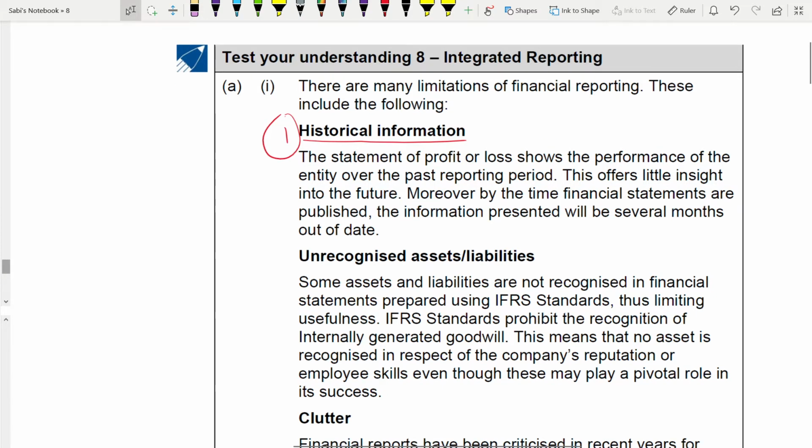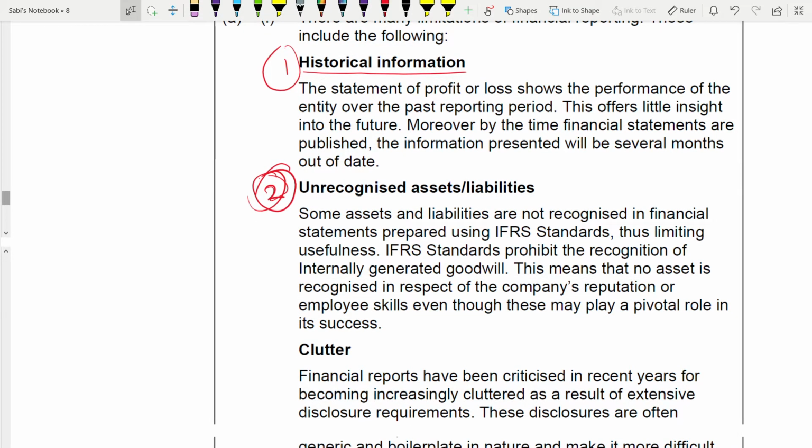Understanding the information that is presented to the stakeholders. The second limitation is unrecognized assets and liabilities. Not all the assets and liabilities that are useful might be recognized. One example is goodwill, internally generated goodwill or internally generated intangible assets. IFRS standards say do not recognize them, but most of the value must have come from there. One good example is tech companies. You must have seen my video on tech companies. If you haven't, go and check it out to understand this point better.